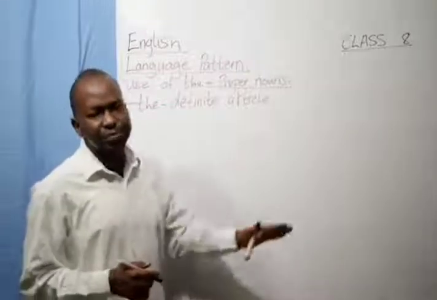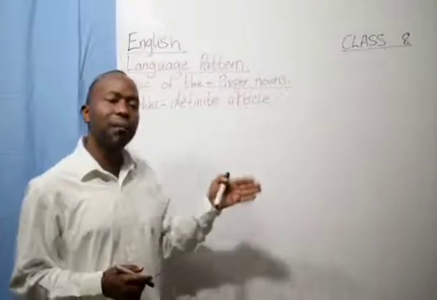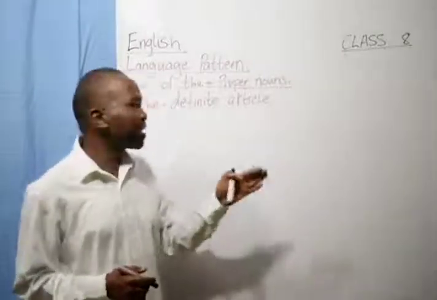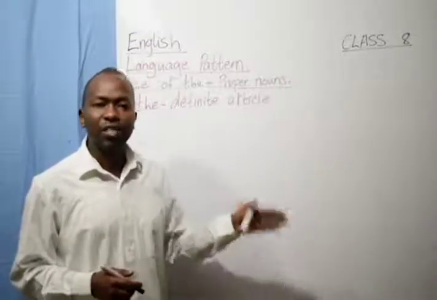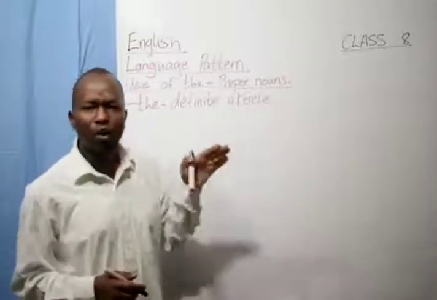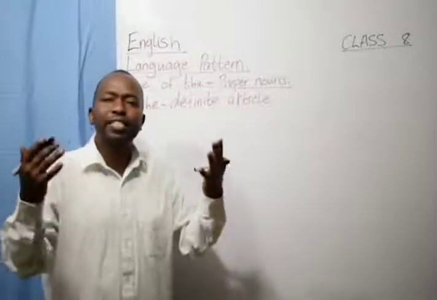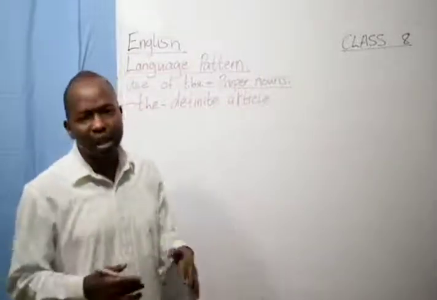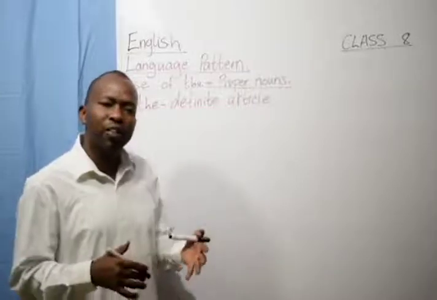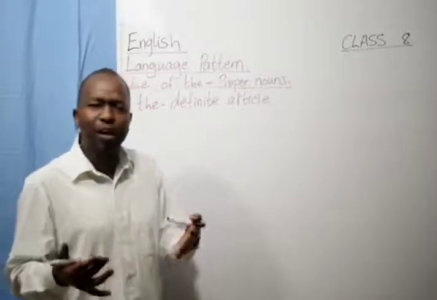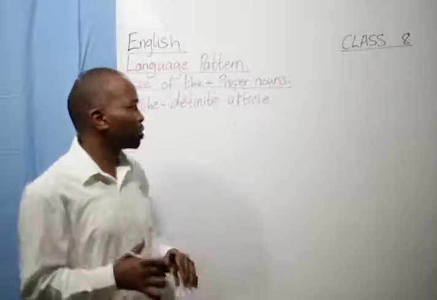exist as themselves. For example, the sun. When you're writing about the sun, you cannot say a sun, I saw a sun. No, it is the sun. Why? Because you only know that that is the only sun that exists. The moon goes round the earth. The moon. Which moon? That one that we see.